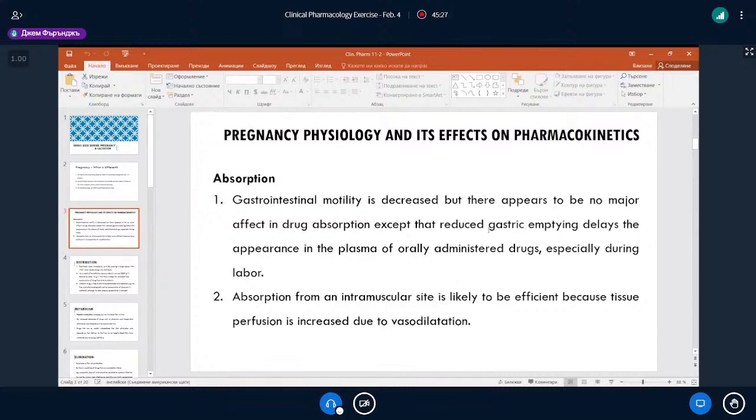So this means that probably when we give the patient a drug that is usually absorbed in the gut, the effect of the drug is going to happen later than expected because of the slow gastric motility. Absorption from an intramuscular site, so when you administer a drug intramuscularly, is likely to be efficient and even sometimes more efficient because tissue perfusion is increased due to vasodilation during pregnancy.